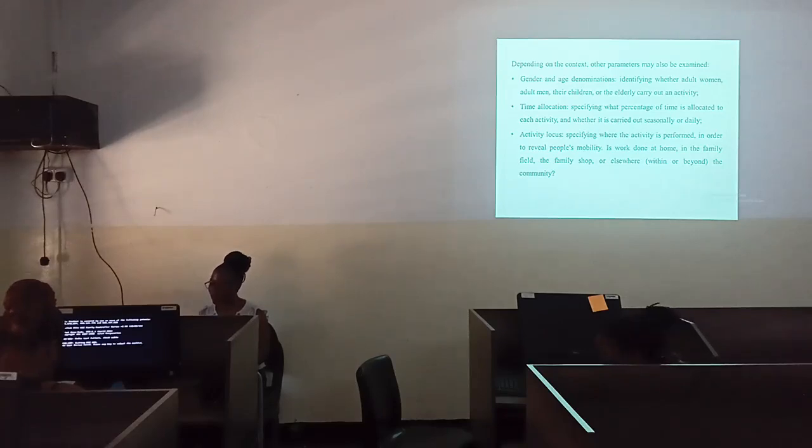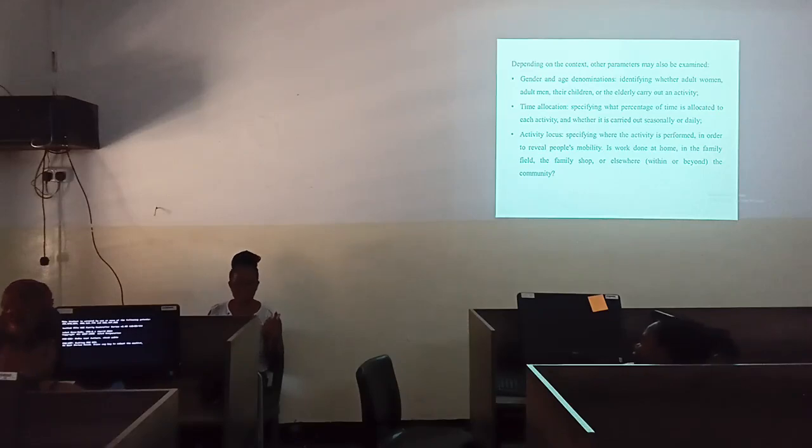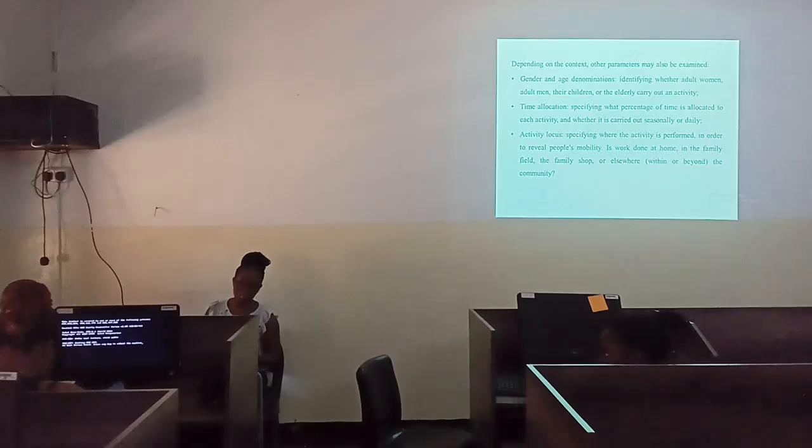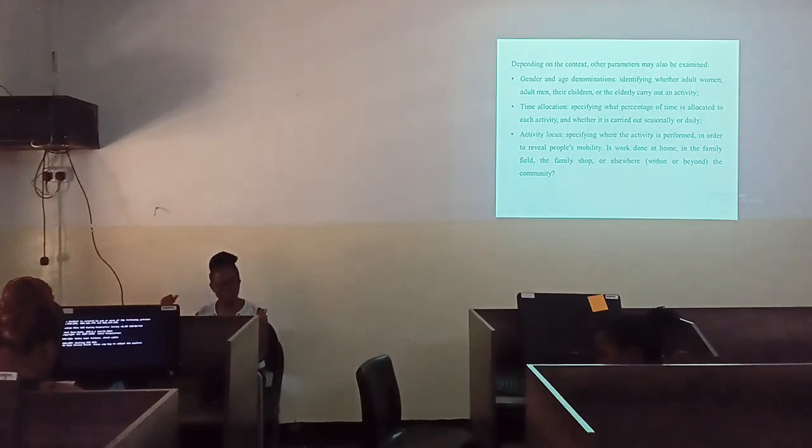And also you specify the activity locus, where the activity is performed. Is it at home, in the field? Where is the activity performed? For example, in terms of tobacco production, but all the other activities will happen at home when it's selling in the market. You specify where the activity is performed in order to review people's mobility, and whether work is done within the home, within the field, family shop, or elsewhere within the community. So those are the questions that you ask.